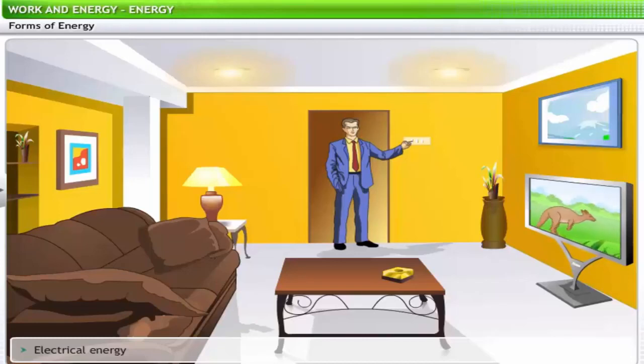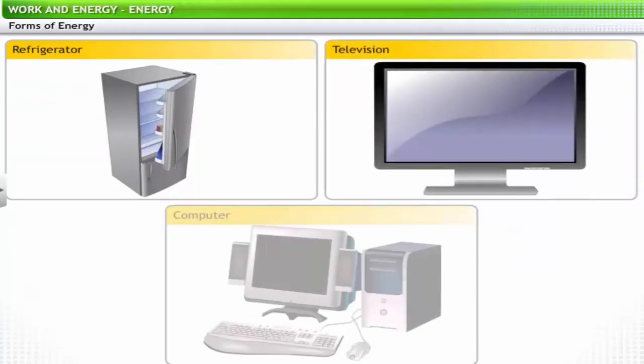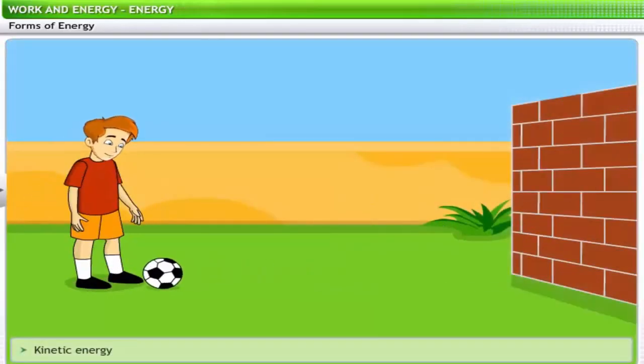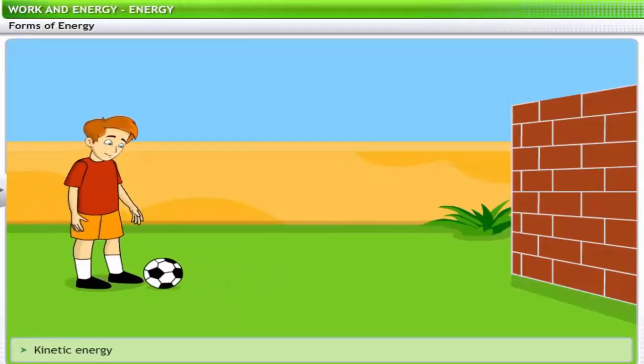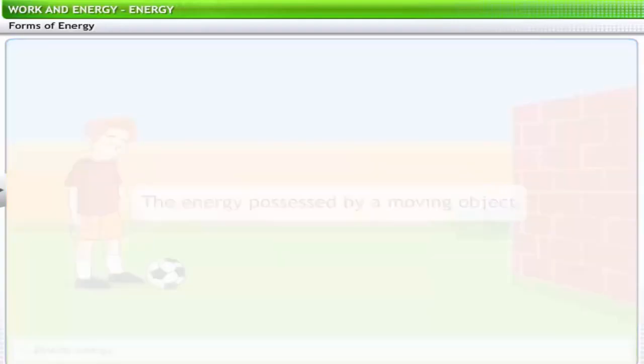This energy enables the functioning of various electrical appliances and machines such as refrigerators, televisions, computers, and much more. Now, observe this boy kicking a ball. This ball moved with energy called kinetic energy. The energy possessed by a moving object is kinetic energy.